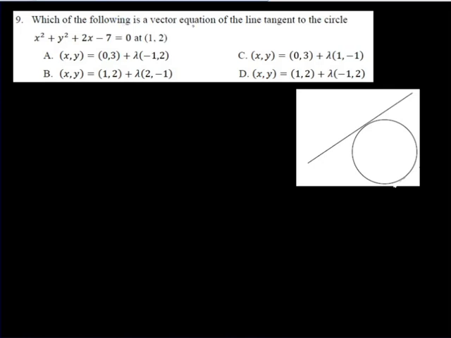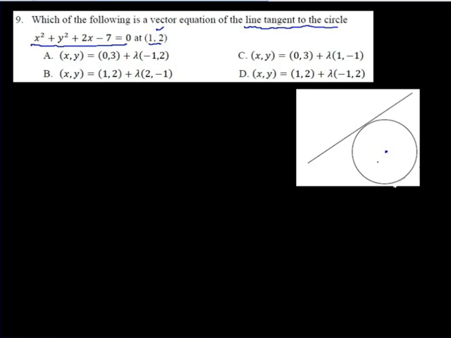Which of the following is a vector equation of the line? A vector equation of the line tangent to the circle x squared plus y squared plus 2x minus 7 is equal to 0 at the point of tangency 1, 2. We are asked the vector equation of a line tangent to the circle at this point. Okay, so assume this is our circle.